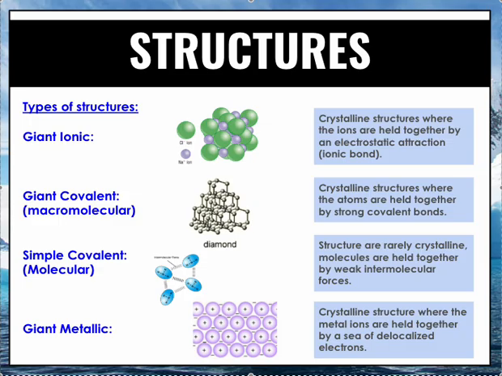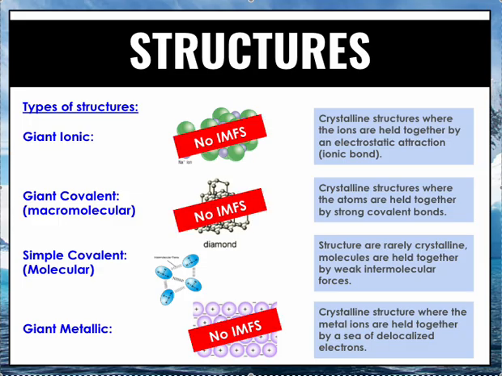The last one is the giant metallic structures, which, as you know, are essentially crystalline structures where you have that lovely ionic radius of the metal surrounded by a sea of delocalized electrons. So we're just simply reviewing the structures of each thing, and I'm just adding an additional one of the giant covalent structures. So let's review IMFs.